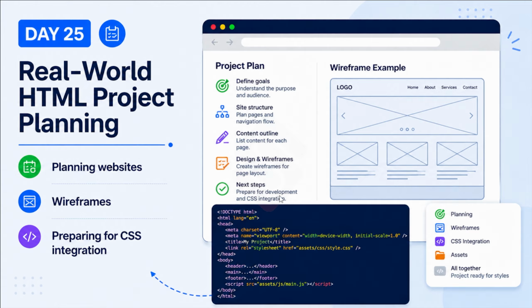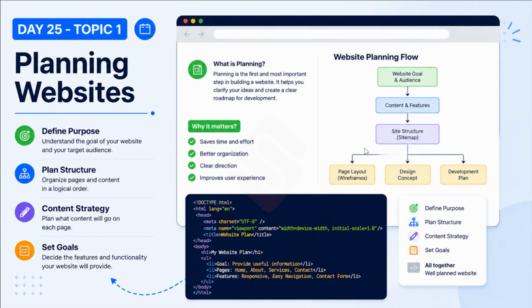Proper planning helps developers save time, avoid mistakes, and build scalable and maintainable websites. Now let's learn about planning websites. Website planning is the process of organizing the purpose, content, structure, and functionalities of a website before development begins. Planning acts as a roadmap that helps developers understand why the website is being created, who the target audience is, what content should be included, and how users will navigate the website. Without planning, websites often become confusing, difficult to maintain, and inefficient.